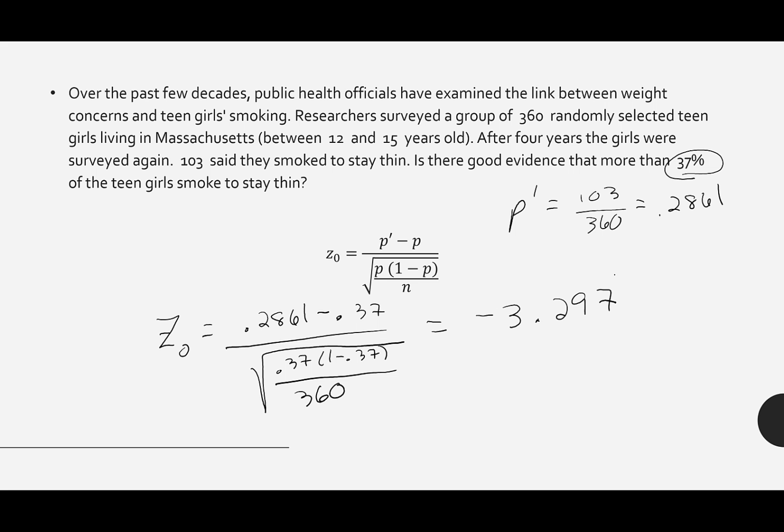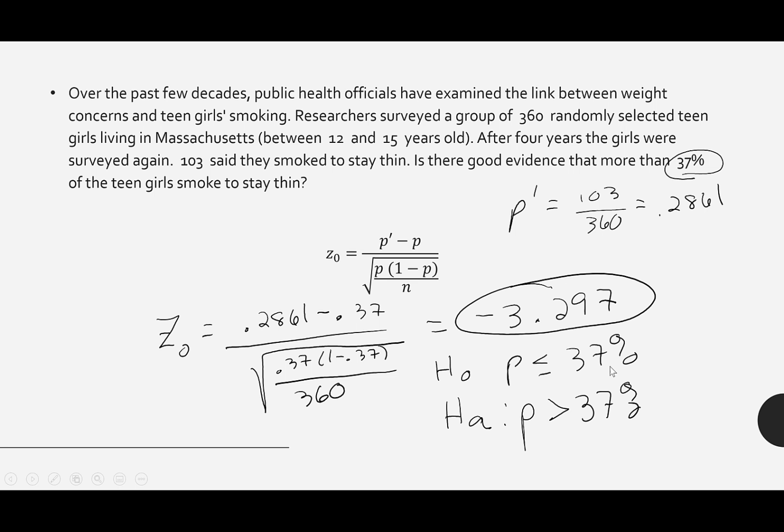Now, if we were looking at this, we have to think about, well, what is our null hypothesis? What is our alternative hypothesis? So go back to the question, is there good evidence that more than 37% of teen girls smoke to stay thin? So we're looking at more than. Our alternative hypothesis is that P is greater than 37%, which means our null hypothesis is that P is less than or equal to 37%. So this is what we're trying to figure out. Because we don't have an alpha given, we are going to go at a 5%, so alpha will be 0.05.